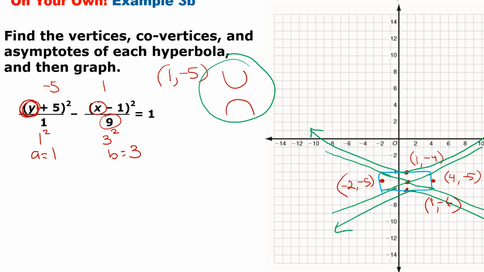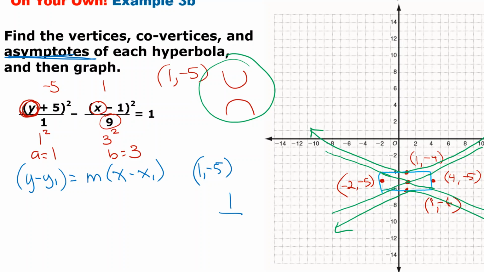Now, the last thing we need to do is write our equation for our asymptotes. So again, since I didn't start at (0, 0), I'm going to use the y minus y1 equals slope times x minus x1. All right, I'm going to use for the point that I have in common for both of those as my center. So my point is going to be (1, -5). And I just have to figure out what my slope is going to be. And I can see that my slope is rise 1, run 3. Okay, so rise 1, run 3.